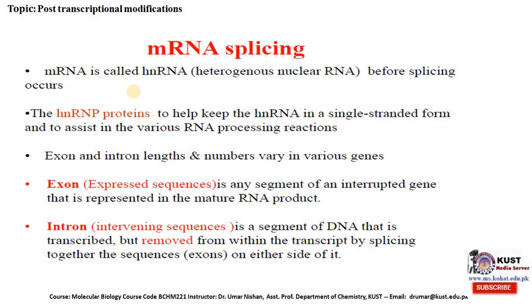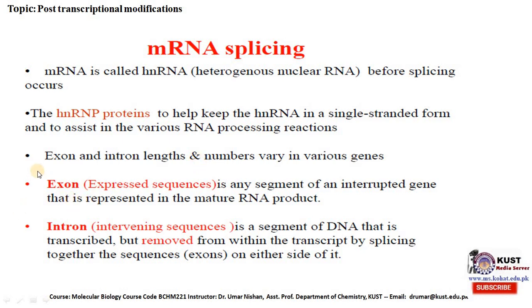Now, there is another process which is called messenger RNA splicing. Messenger RNA is called hnRNA, or heterogeneous nuclear RNA, before splicing occurs. Now, this heterogeneous nuclear RNA is associated with proteins to help keep the hnRNA in a single-stranded form and to assist in the various RNA processing reactions. Exon and intron lengths and numbers vary in various genes. So they're not fixed. It depends on the type of gene that is being transcribed.